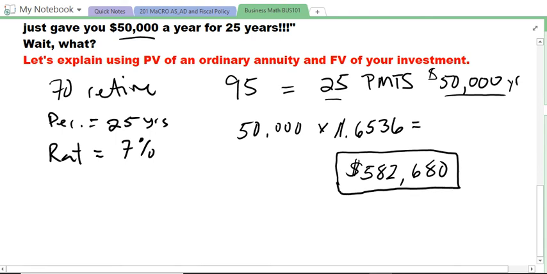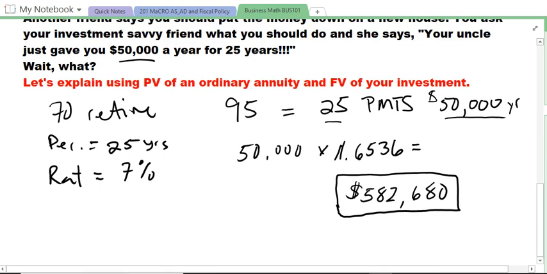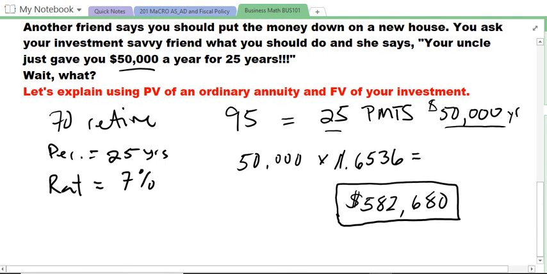For me, if I'm going to be earning 7% on my money, it means that for 25 years, I can turn $582,680, earning 7% annually, right? I'm still earning it, and I can take out $50,000, right? So for 25 years, I can keep taking $50,000 out of that $582,680 as long as it earns 7%. And after 25 years, I'll get one last payment of $50,000, and there will be nothing left in the account. It'll be gone.